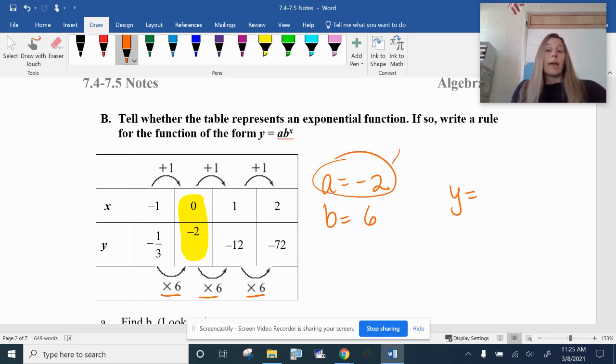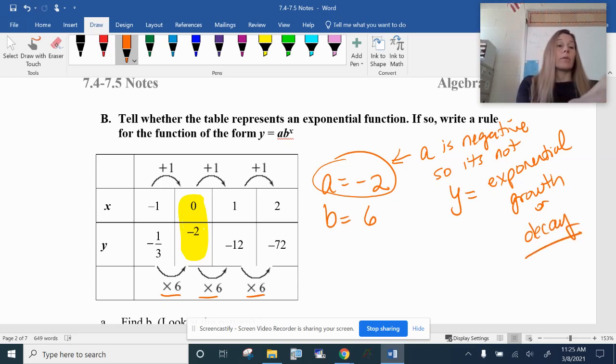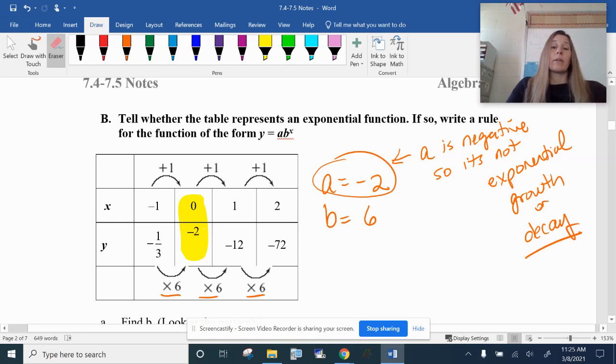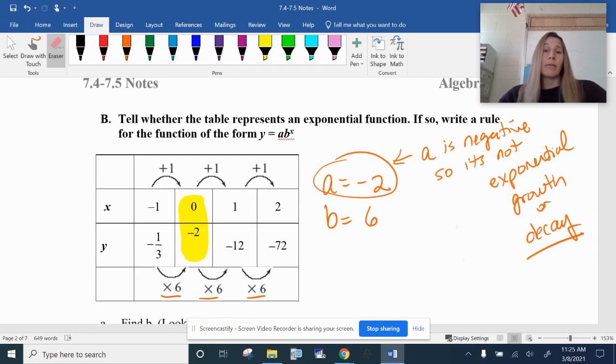However, the a value is negative, so it's not exponential growth or decay. So we're actually not going to write the equation for this one because it technically is not exponential growth or decay because the a value is negative. We can't start exponential growth or decay based off of a negative value. You could graph it, but it would be entirely theoretical.